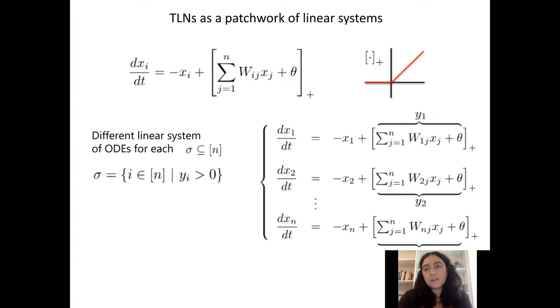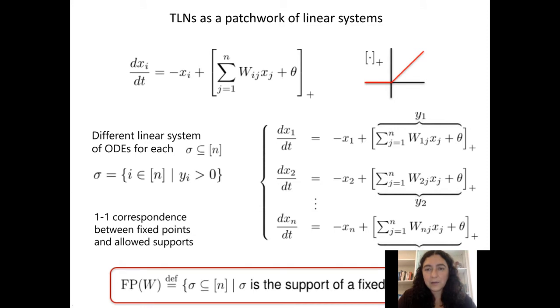Back to the threshold linear networks. We really can think of them as this patchwork of linear systems. One thing that's really nice about this model of neural network is that we can piggyback off of the considerable knowledge that we have about linear systems of ODEs and patch that together into a nonlinear framework.